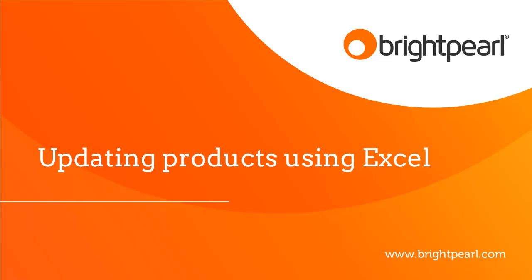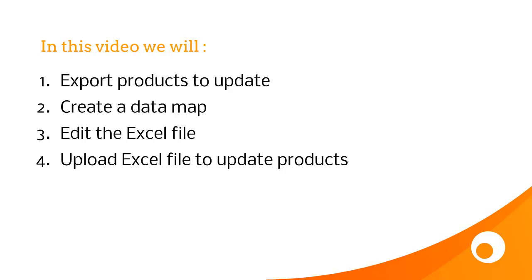In this video, I'm going to show you how to update products by importing an Excel file. So we're going to do this in a few steps. First of all, we'll export products that we want to update, then we'll create a data map, then we'll edit the Excel file, and then upload the Excel file to update these products.